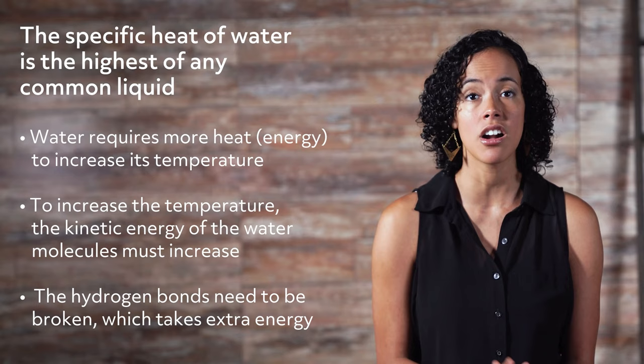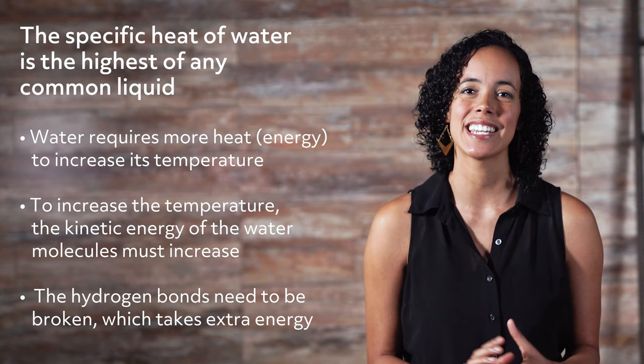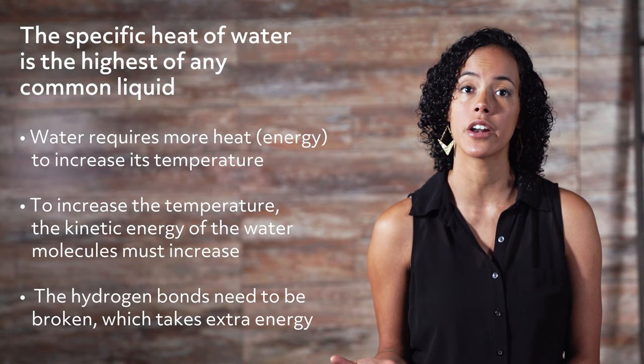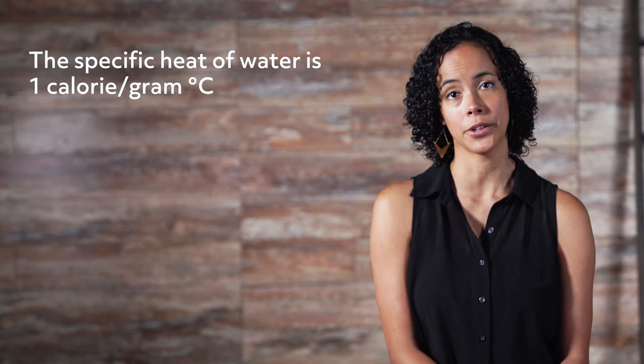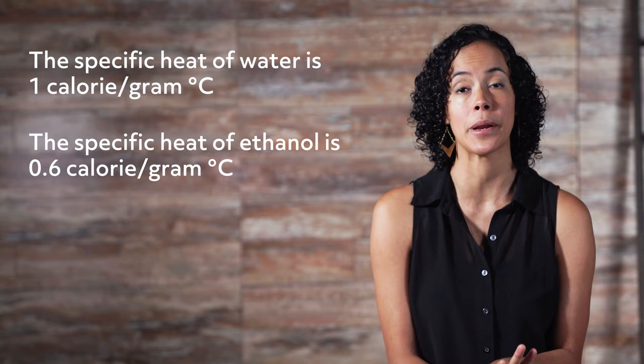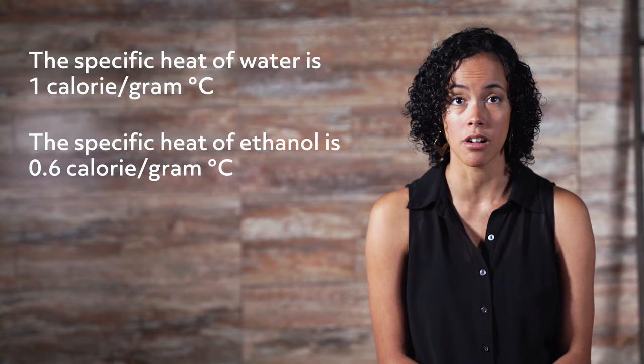For instance, why does it take so long to boil a pot of water? It's because the specific heat of water is the highest of any common liquid, meaning water requires more heat, or energy, to increase its temperature. That's because to increase the temperature, the kinetic energy of the water molecules must increase. But to do that, the hydrogen bonds need to be broken, which takes extra energy, resulting in a specific heat of 1 calorie per gram kilocalorie. Compare this to ethanol, which has a specific heat of 0.6 calorie per gram kilocalorie. It takes almost twice the energy to increase the temperature of water than ethanol, all because of the intermolecular interactions.